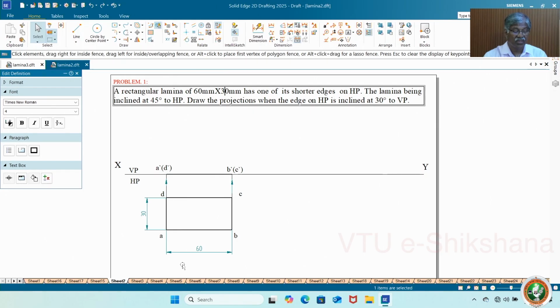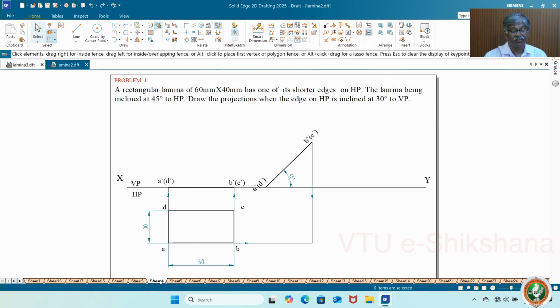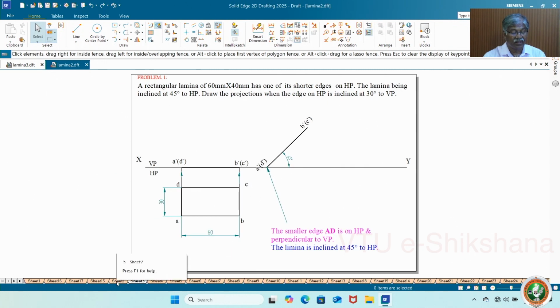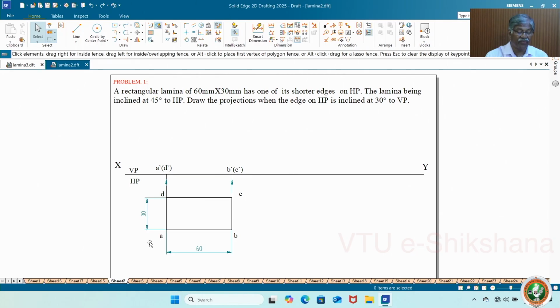Okay. Now, just observe here. Here I have the lamina 60/30. This particular edge is perpendicular. I have projected it and got it. Now to give the inclination to the HP. So to give inclination to HP, you would normally have to write it manually.